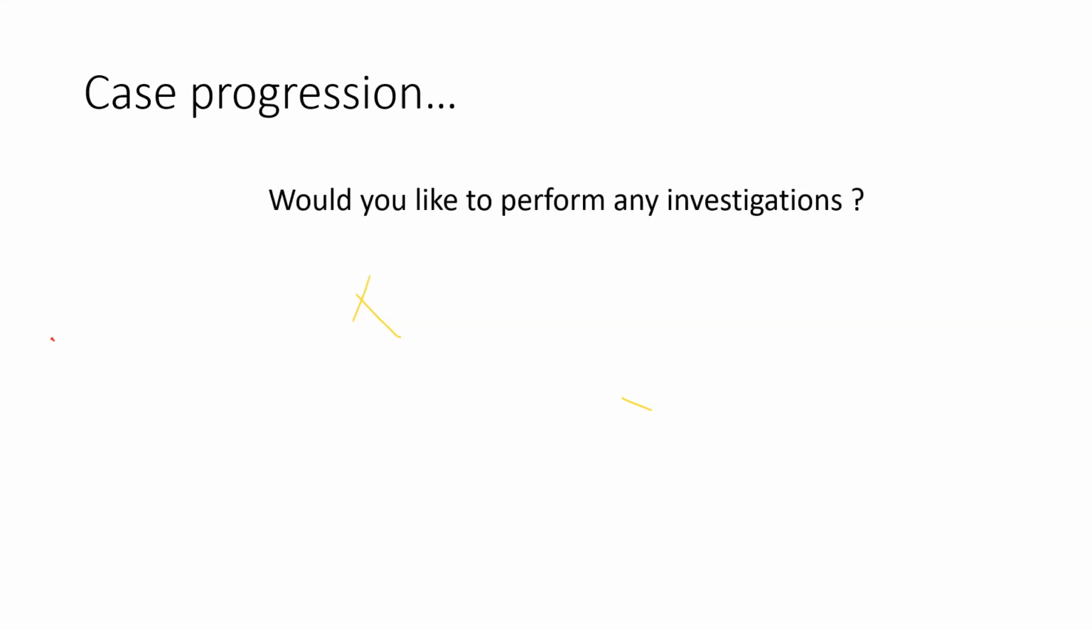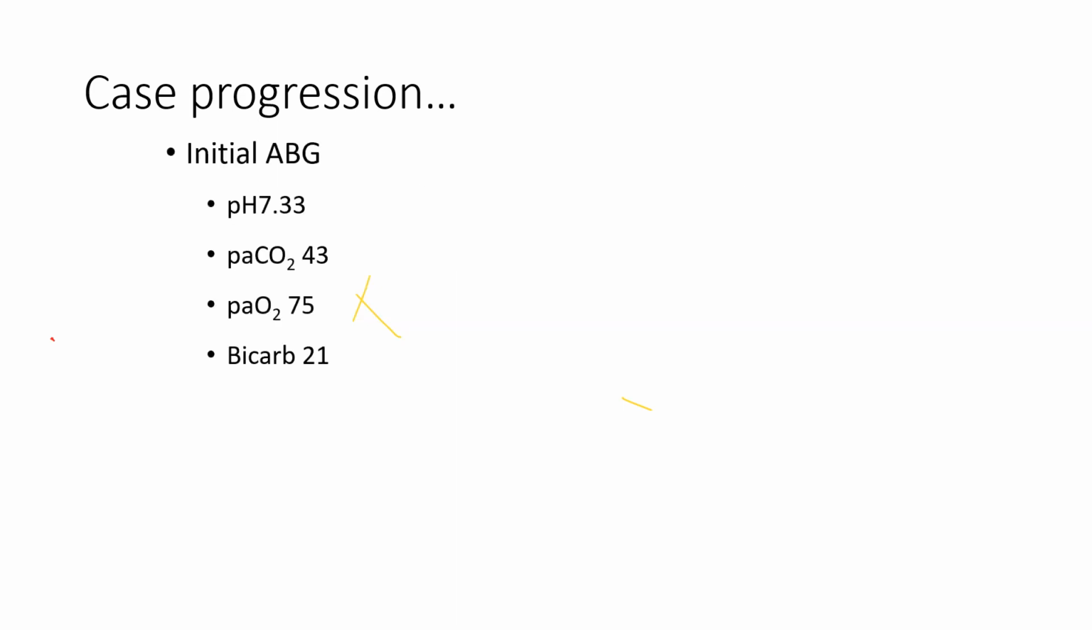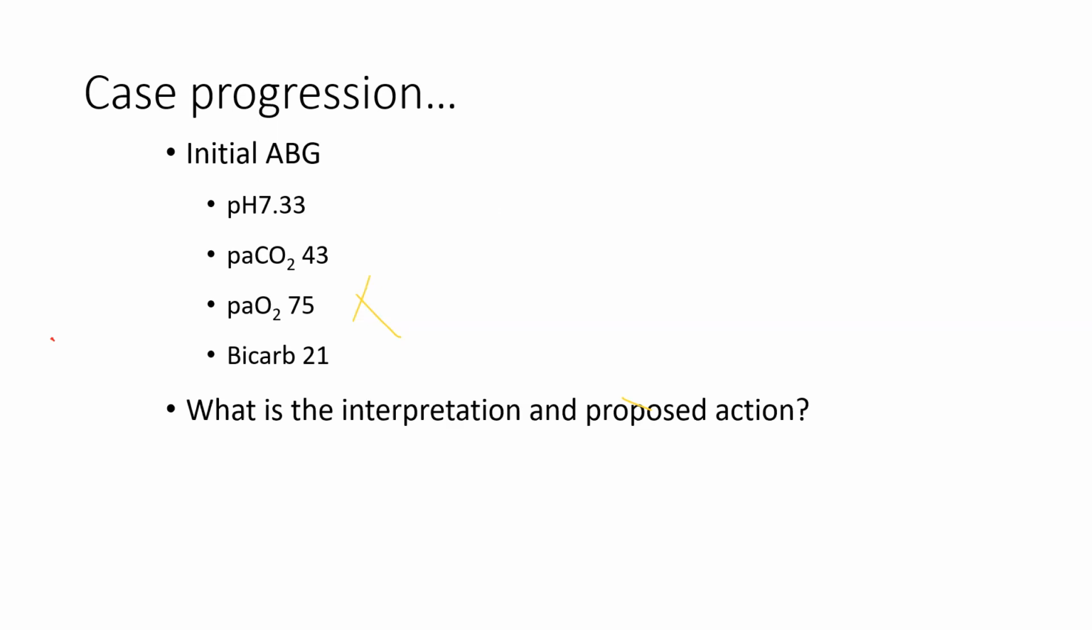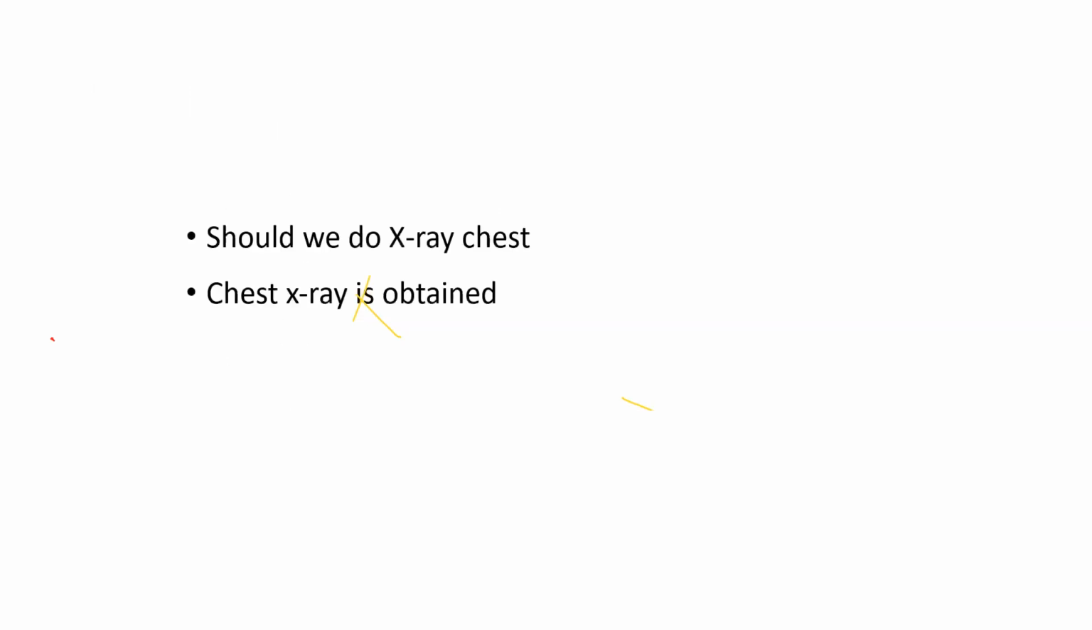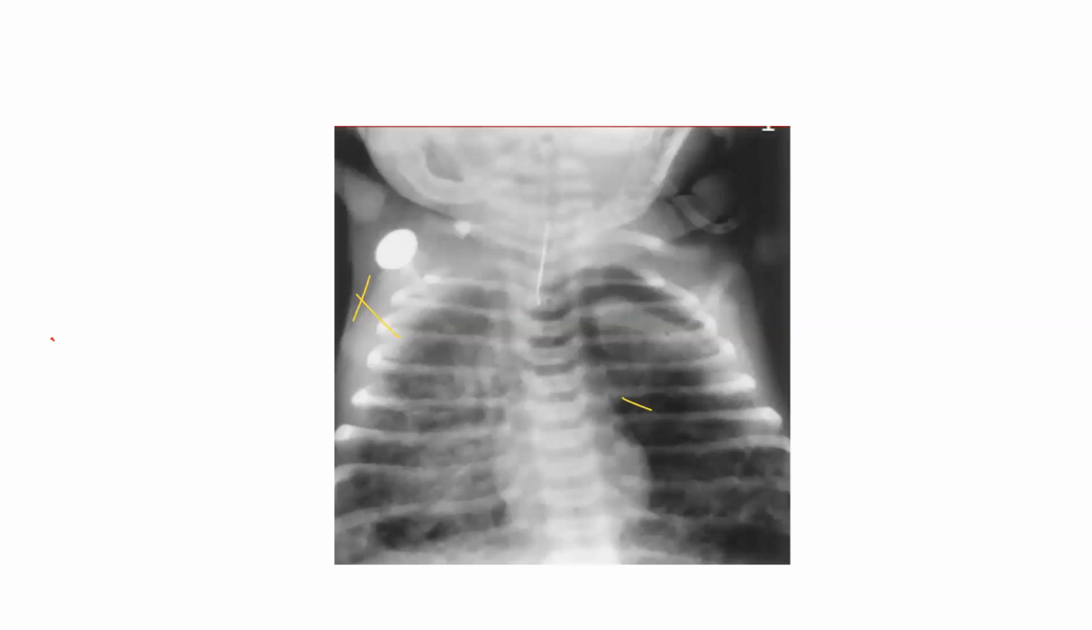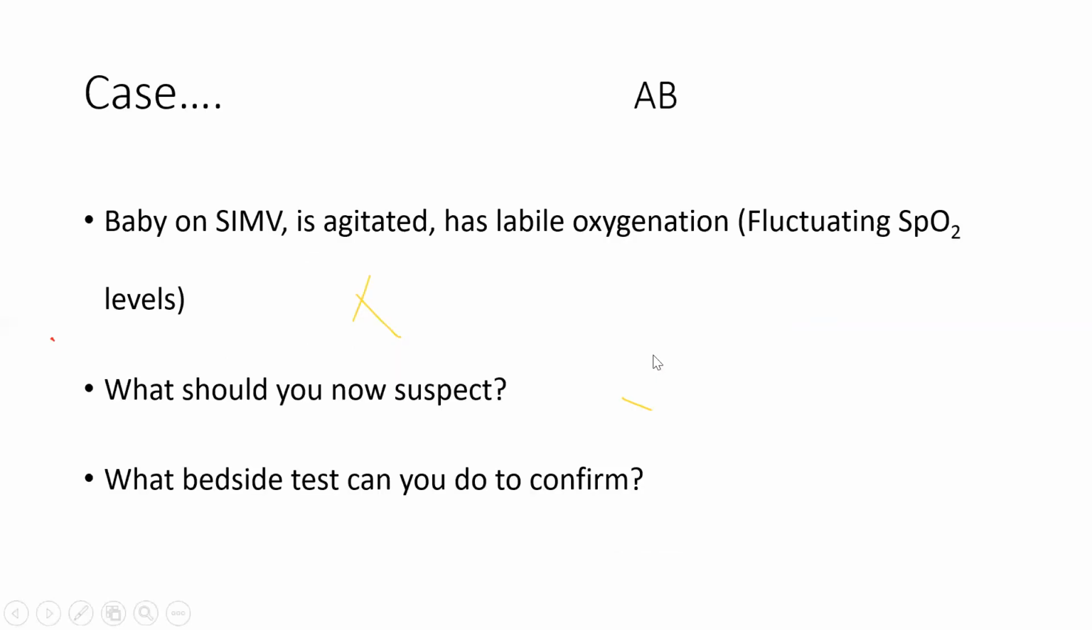So what more investigation would we like to perform? Obviously the blood gas, which shows a pH of 7.33, PCO2 of 43, PO2 of 75 and bicarb of 21. This is a pretty fine blood gas. A chest X-ray is done, which shows typical features of a hyperinflated chest with heterogeneous infiltrates with some air pockets here. So the baby is on SIMV, is agitated, and has labile oxygenation.